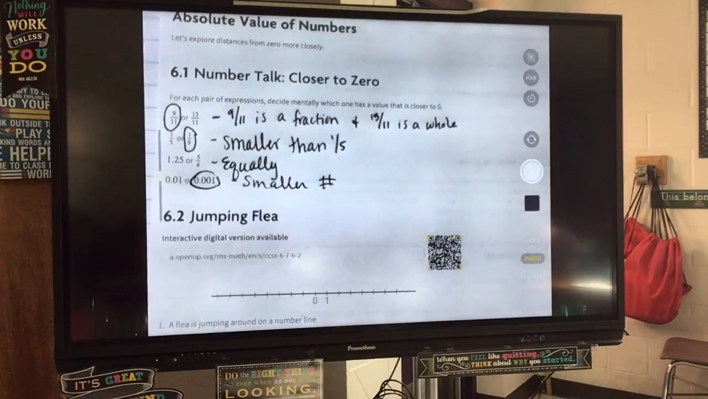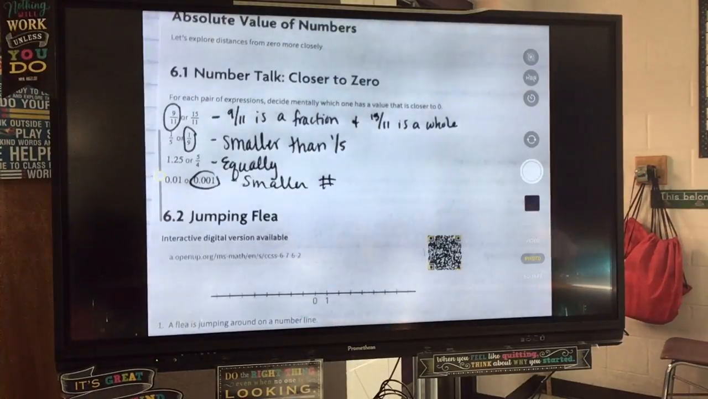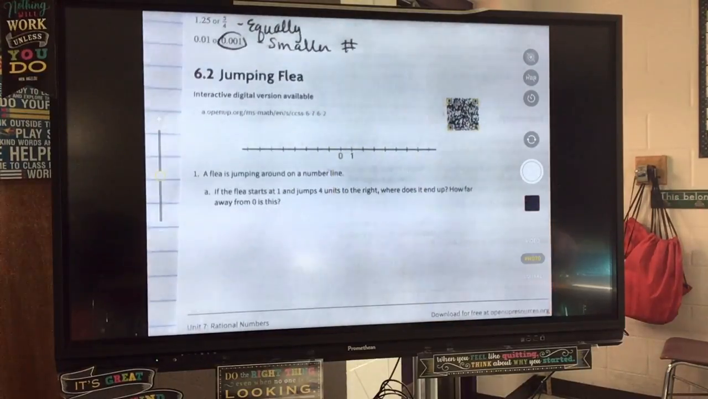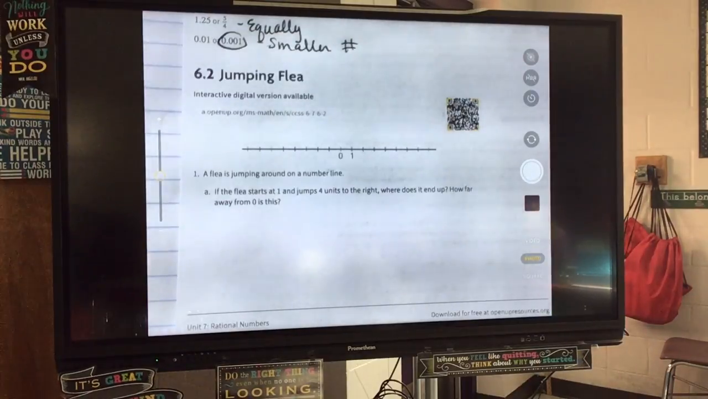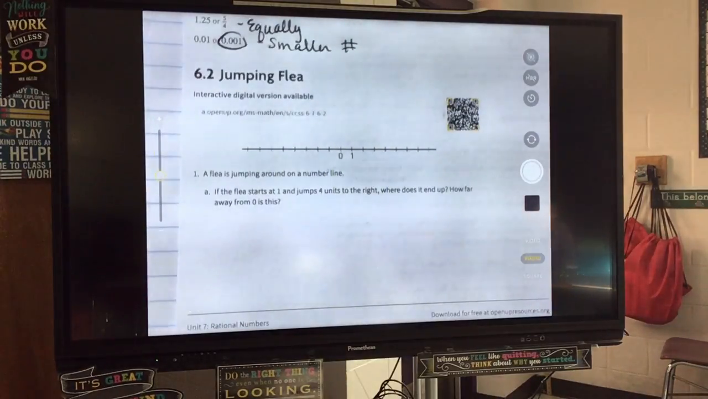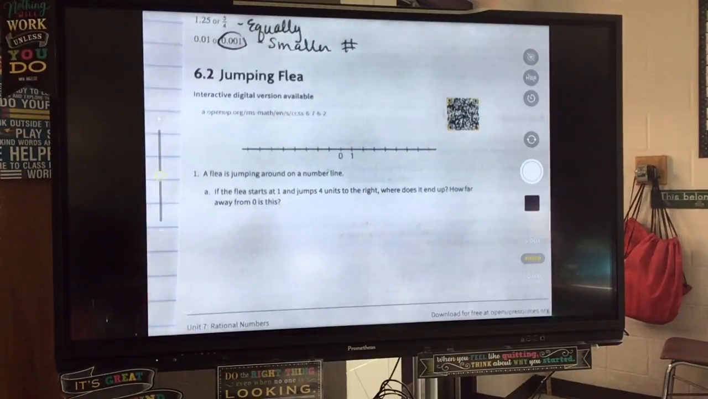Alright, just kind of get our minds thinking about, essentially, when I think about these, I think about a number line. Like, here's 0, where are my fractions, where are my whole numbers. Alright, so the jumping flea. I'm going to project this applet because half the time they work, half the time they do not. So it says a flea is jumping around on a number line. If the flea starts at 1 and jumps 4 units to the right, where does it end? And how far away from 0 is it?